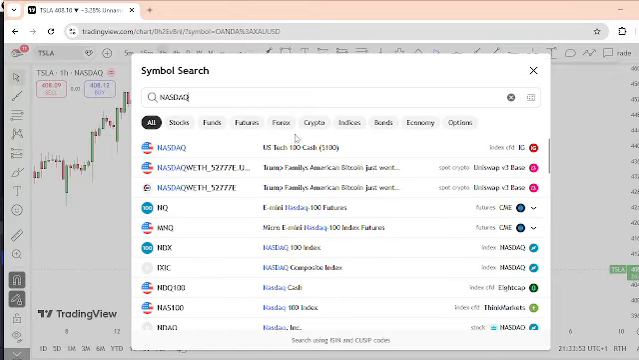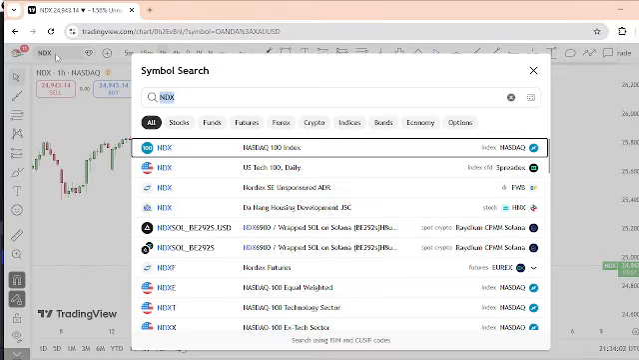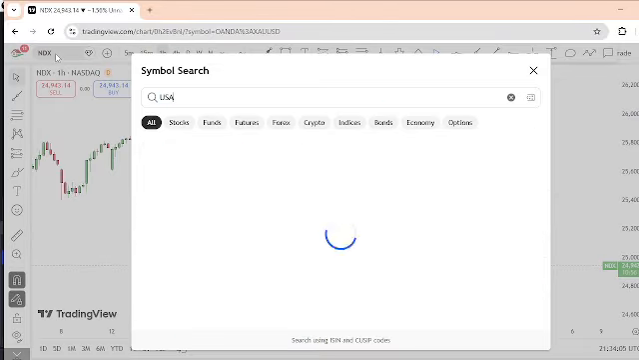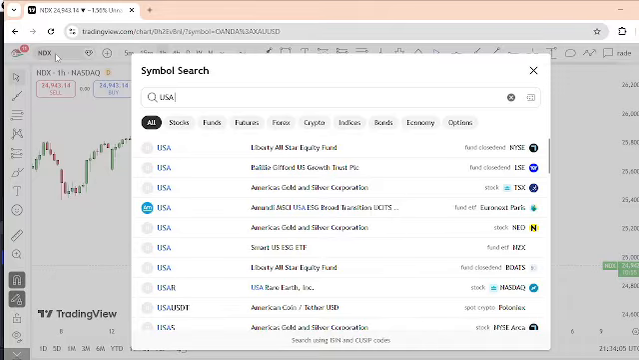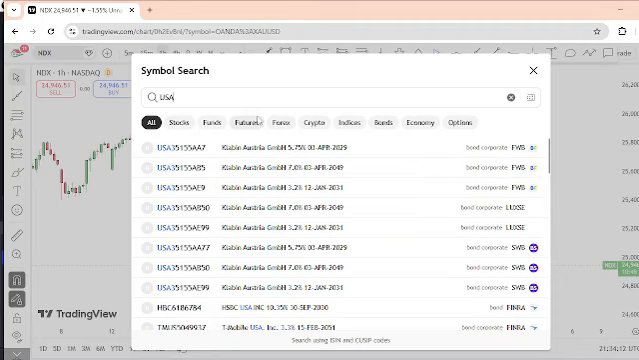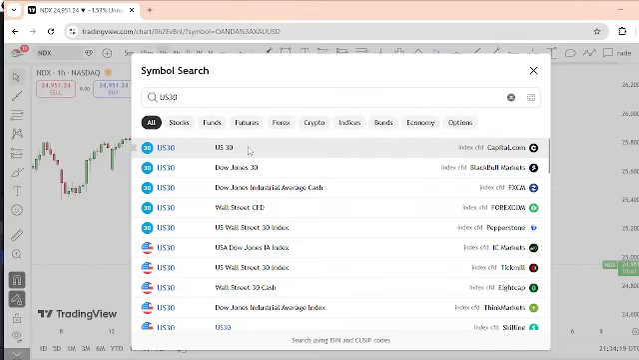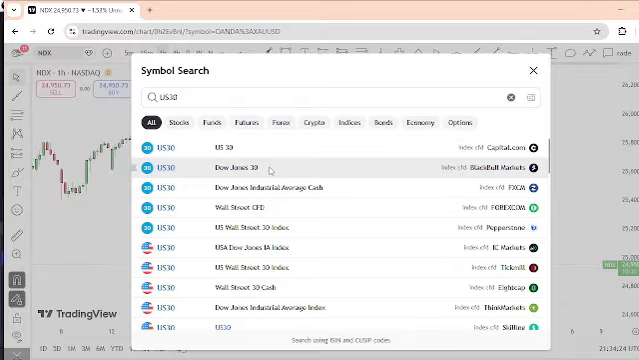US Tech is called US 100. Okay, you have the Nasdaq index. It looks like this. Then you have USA 30. Some brokers write it as US 30. So this is Dow Jones, it is the same thing. You click on it like this. That is in indices for you.